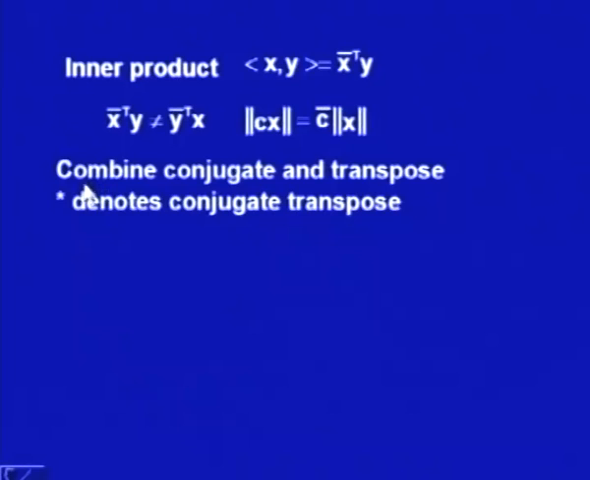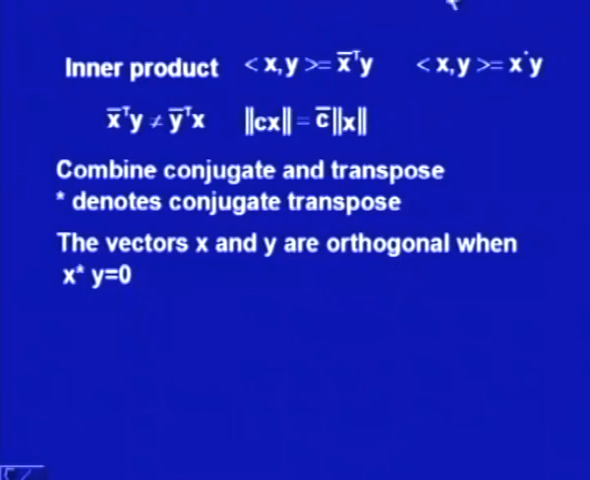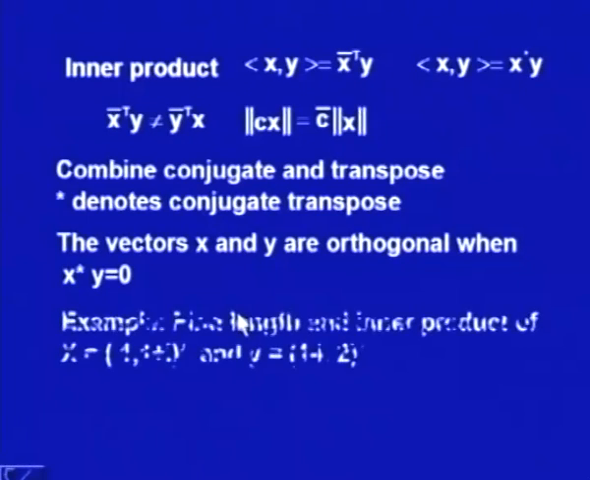Then we combine the conjugate and transpose, and we write it as star denoting the conjugate transpose, and accordingly we can say that inner product x y is equal to x star y. So, with this notation we have introduced x star y as the inner product of x and y. The vectors x and y are orthogonal when x star y is equal to 0. This is the definition we apply for complex vectors x and y.